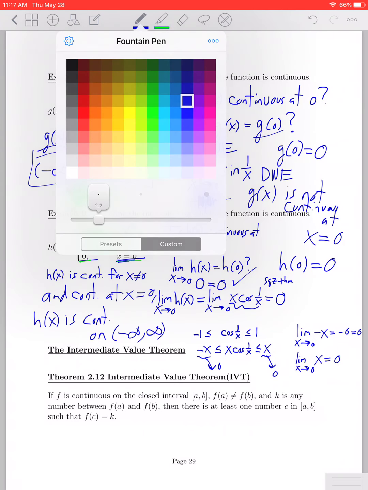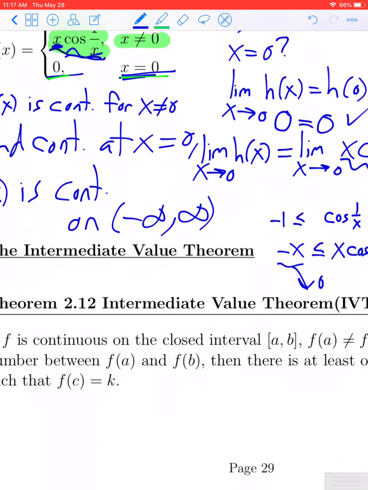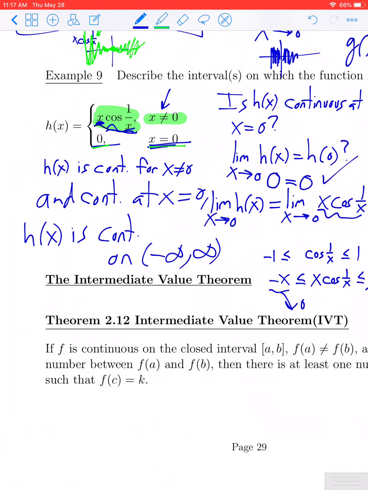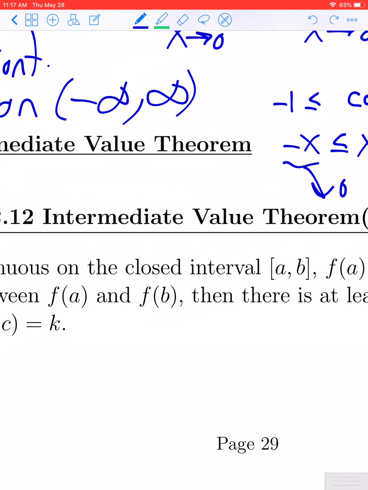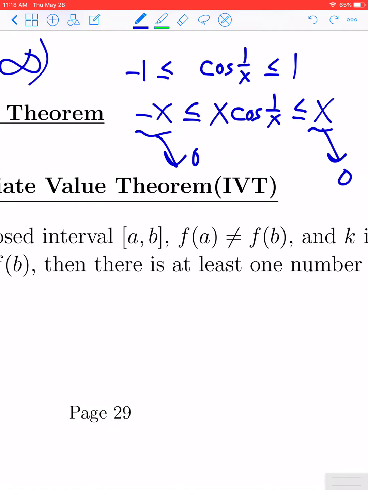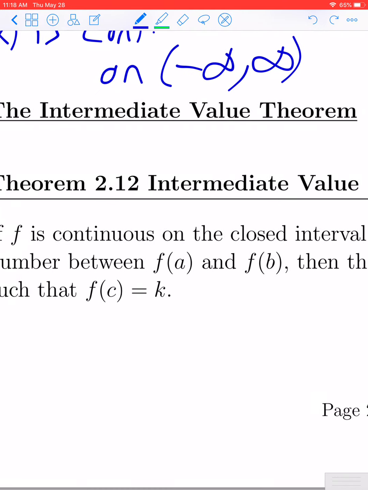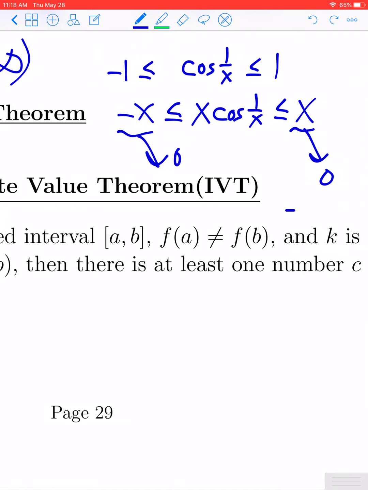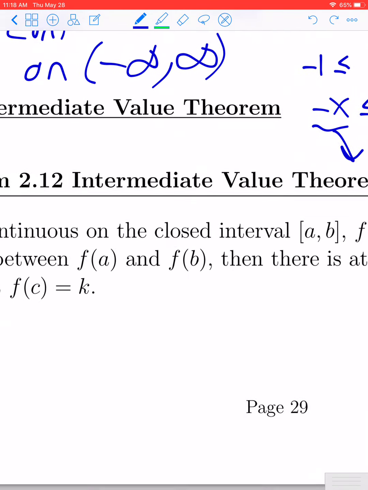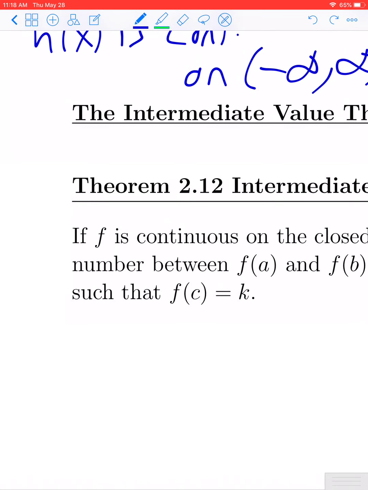One of the last things we'll close this section with is the intermediate value theorem. A lot of times you'll hear me abbreviate it to IVT. This is an existence type theorem. Let's suppose that f of x is continuous on the closed interval a to b, with f of a different from f of b. And let's suppose that k is any number between f of a and f of b. Then there exists at least one number c in (a, b) such that f of c is equal to k.